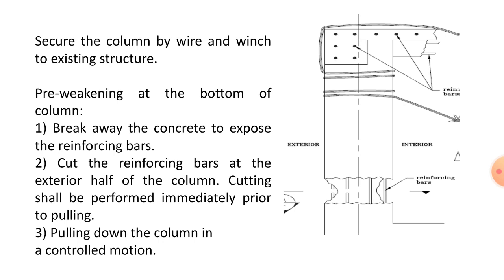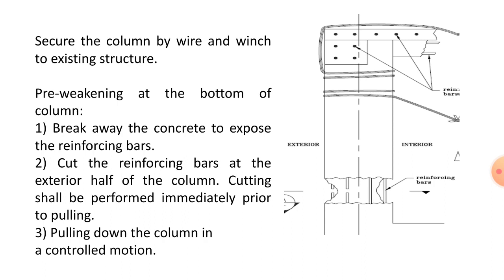While dealing with the column, secure the column by wire and winch to the existing structure. First of all, pre-weakening at the bottom of the column. You should do pre-weakening, because if you are not weakening the structure, you can't break the reinforcement inside the column. So first break away the concrete to expose the reinforcing bars. First of all, hit the concrete surface, remove the cover from the surface and approach towards the reinforcing bar. Cut the reinforcing bar at the exterior half of the column.